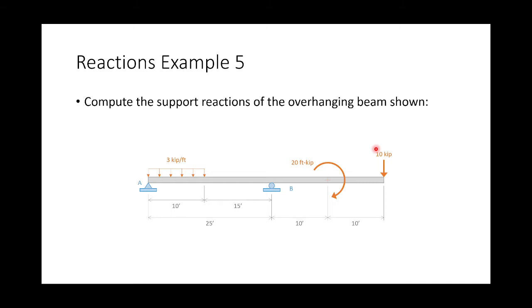All right, so what I want to do is I want to look at this problem. Now this problem, if you just take stock of it, just about everything on this problem we've dealt with before. Okay, we have a beam that has a pinned support at A. It has a roller support at B. We have a distributed load on A. It's 10 feet long, 3 kips per foot, and we have a concentrated load at B. Concentrated load at the free end.